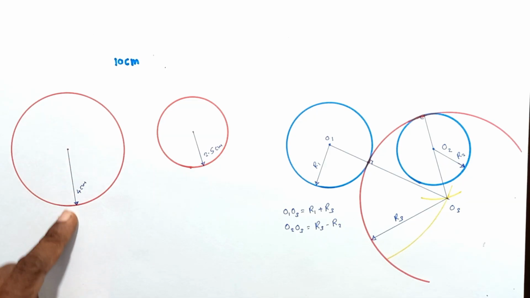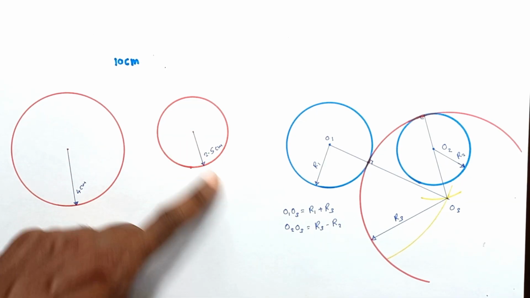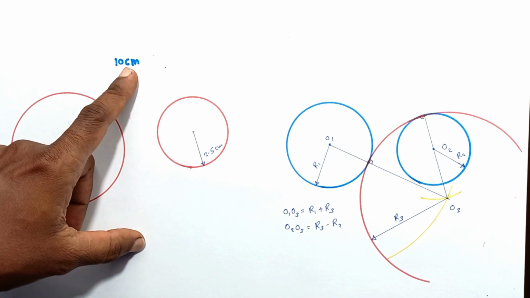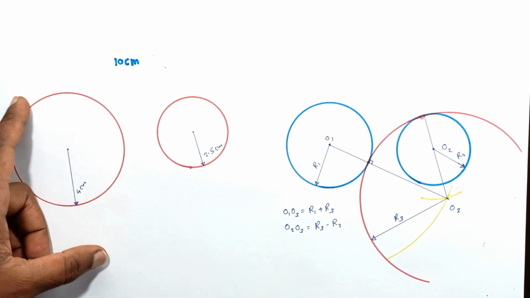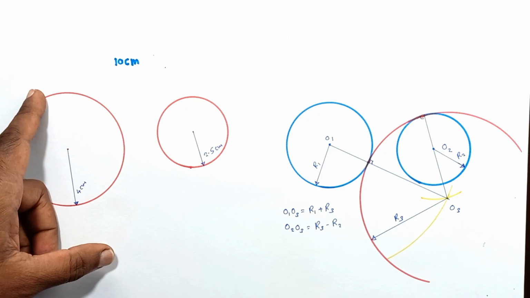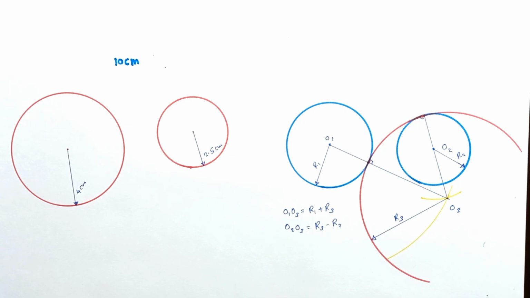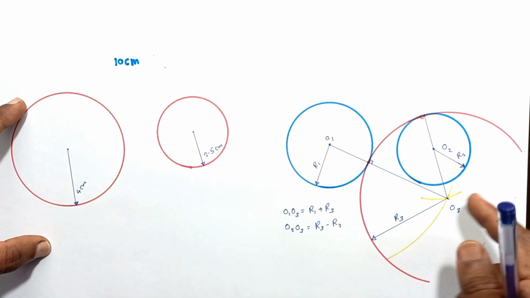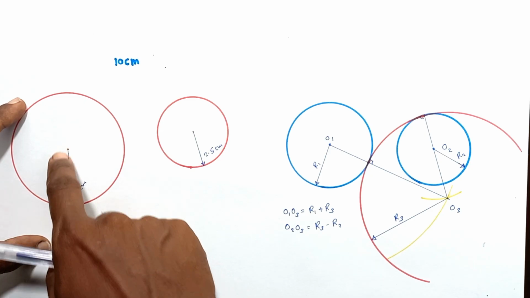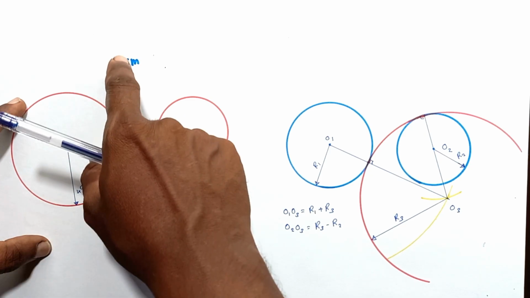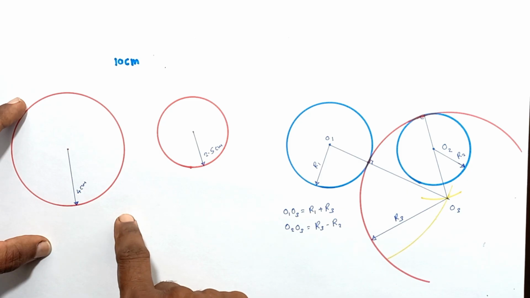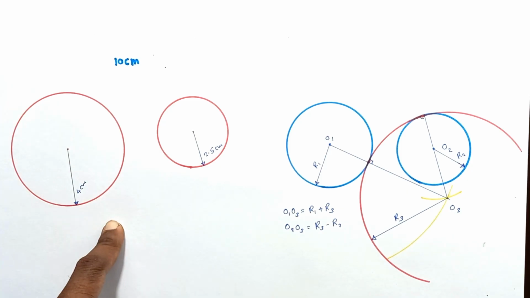Let's see this example. Here is a 4 centimeter circle and a 2.5 centimeter circle. We have to draw the tangent arc with a 10 centimeter radius. Let's take for this circle the tangent arc is tangent internally, and for this circle the arc is tangent externally. When these two are internally tangent, the center distance is equal to the subtraction of their radii. So 10 minus 4, 6 centimeters away from this center. Okay, let's draw an arc with 6 centimeters.